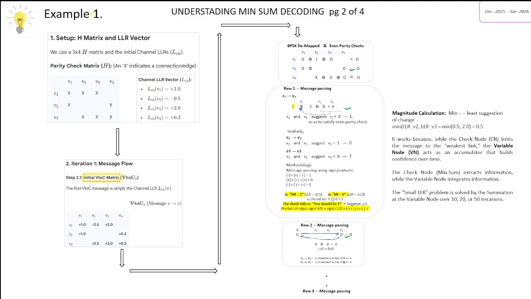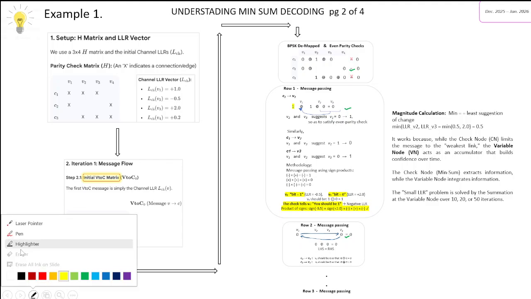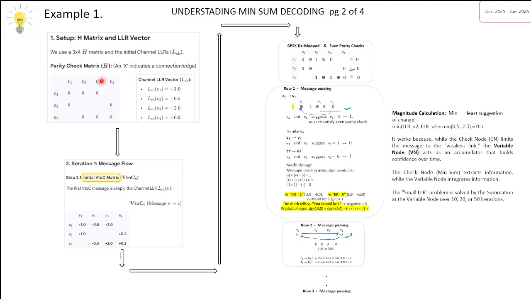So we begin with the example. Suppose this is an H matrix and this is the received LLR. Now, having an H matrix and received LLR, this is the H matrix. Crosses show positions of ones, and absence of anything means it is 0. So this is the matrix, the parity check matrix.